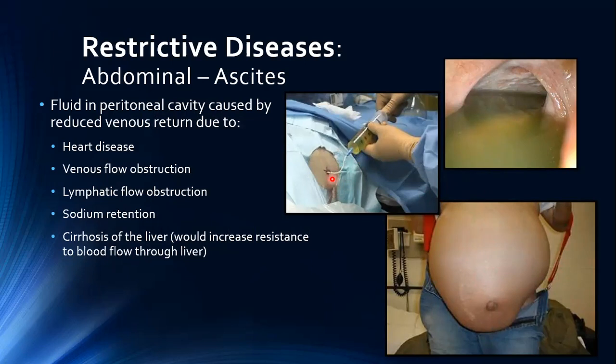So the causes are reduced venous return from heart disease, venous flow obstruction, lymphatic flow obstruction, sodium retention, right? Eating a lot of salt. Cirrhosis of the liver, right? Would increase resistance of blood flow through the liver. So cirrhosis from alcohol, somebody who drinks a lot, you are destroying the liver, right? A lot of Tylenol can destroy the liver. You have to be very careful. If you're taking pain pills, most pain pills have Tylenol, which is acetaminophen, which can damage the liver, okay? So be very careful. So ascites, fluid that builds up in the peritoneal space or cavity, can cause a restriction.